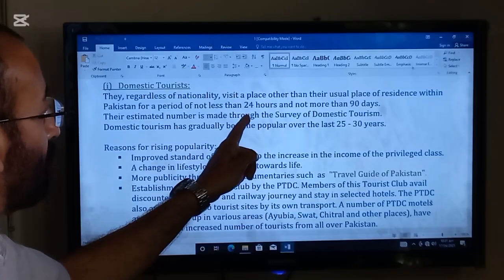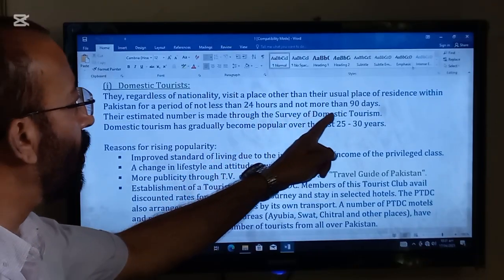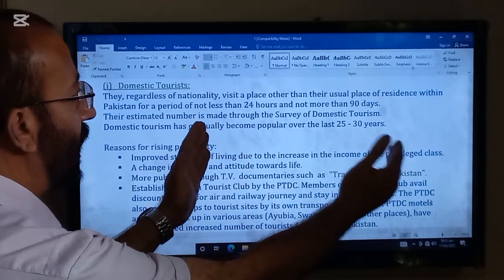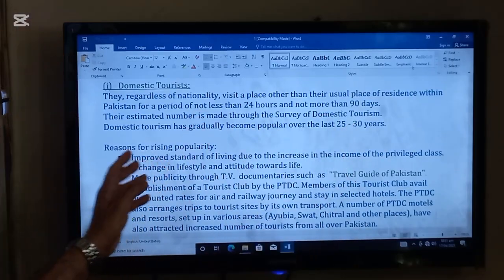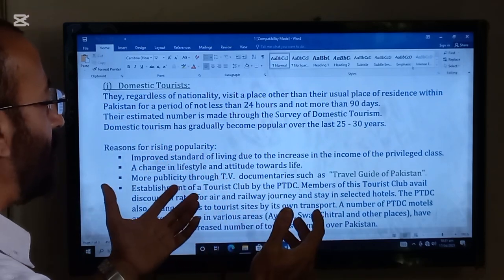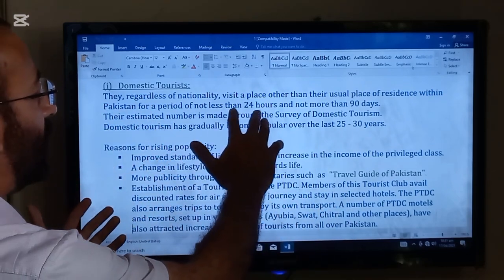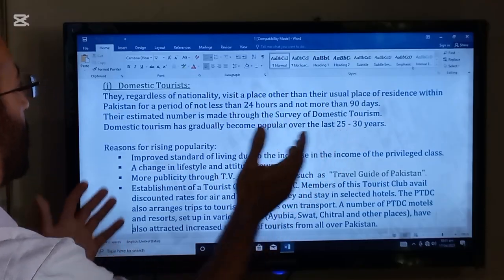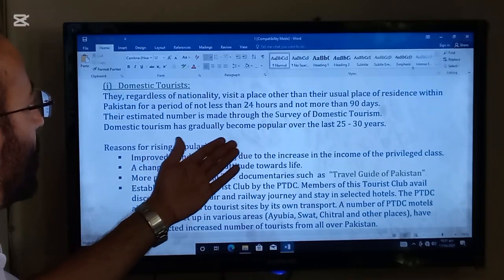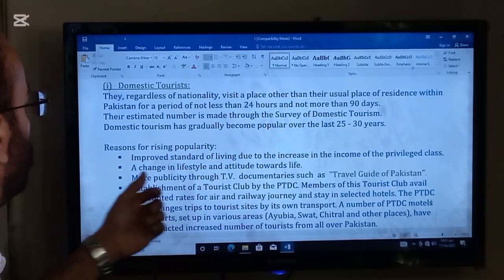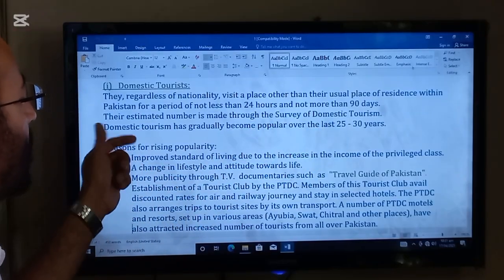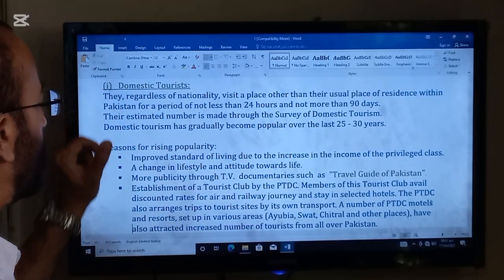So the period should be more than 24 hours and not more than 90 days. So this is the limit, more than 24 hours and not more than 90 days. So regardless of their nationality, they may be from any nationality, if they visit a place other than their usual place, that is called a domestic tourist. Their estimated number is made through the survey of the domestic tourism. So this is the department which is actually calculating or estimating the number of the domestic tourists.